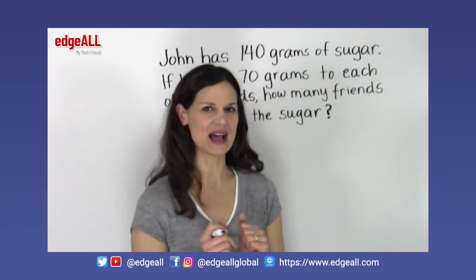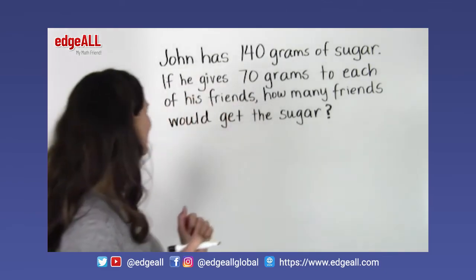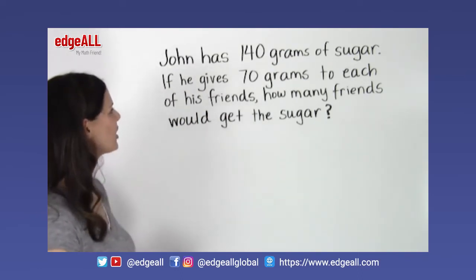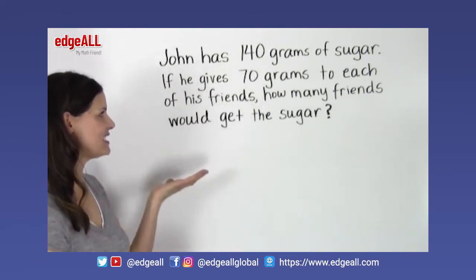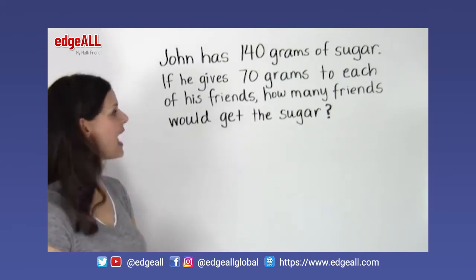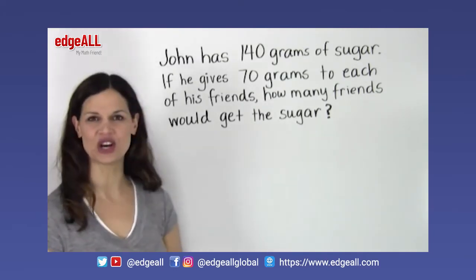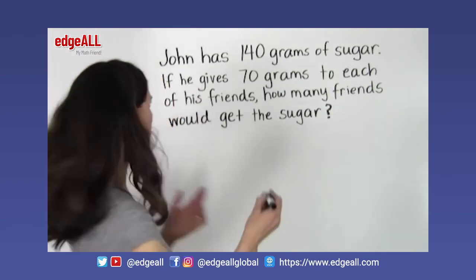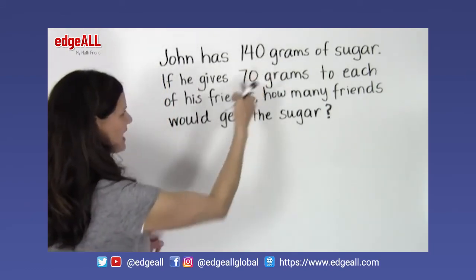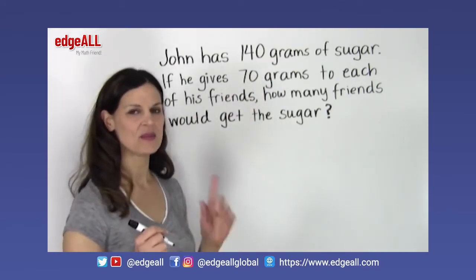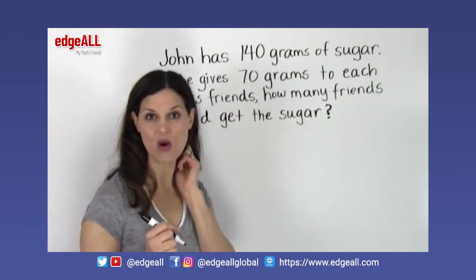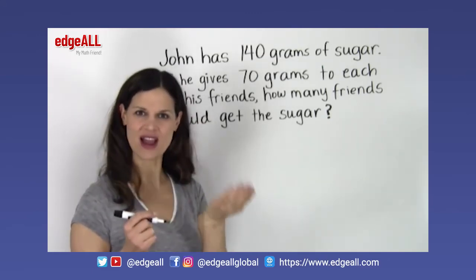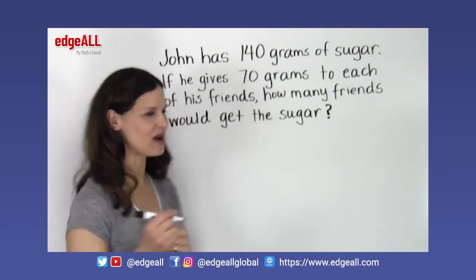Let's take a look at a couple of examples. Our first one is this. John has 140 grams of sugar. If he gives 70 grams to each of his friends, how many friends would get the sugar? So we can see that this is a simple division problem of 140 divided by 70. But let's write this out and we will see how our grams, our units of measure, are going to cancel because we'll have one in our numerator and one in our denominator.